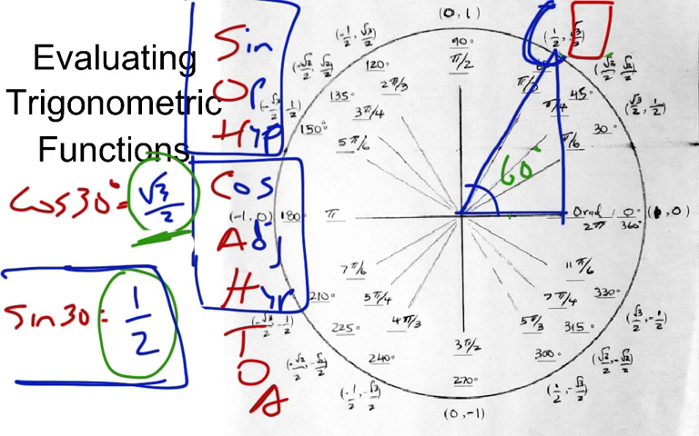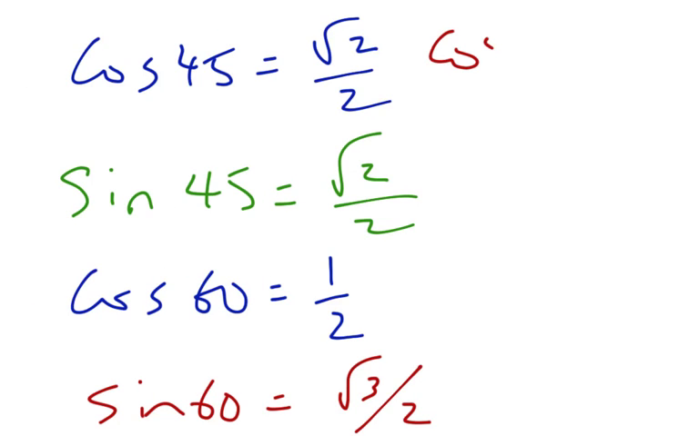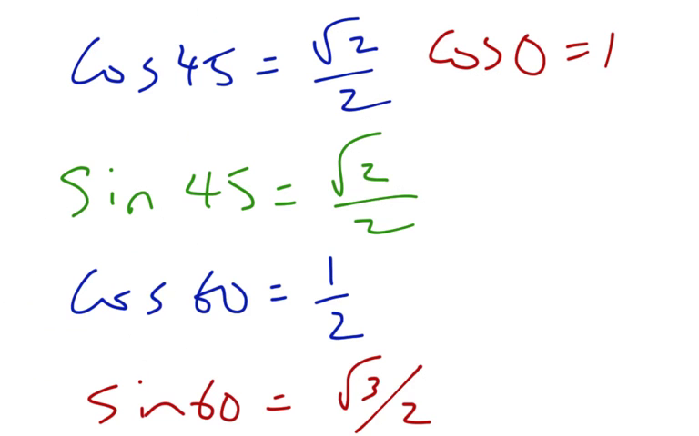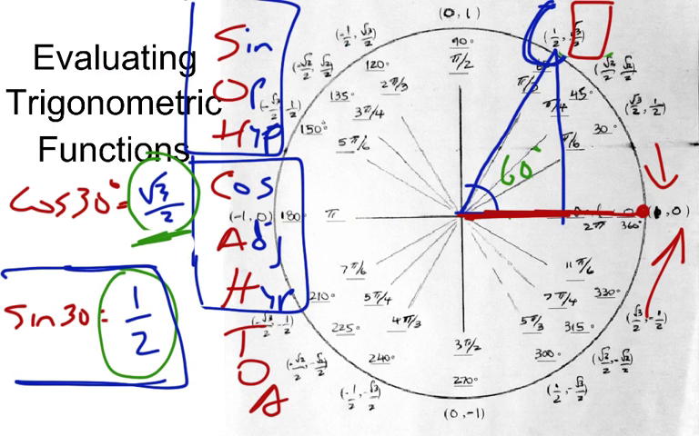And so on and so forth. Let's do the quadrant angles. Cosine of 0. 0 is this angle. Cosine of 0 equals 1. For sine, I look at the y value. Sine of 0 equals 0. So the sine is the y value, the cosine is the x value.